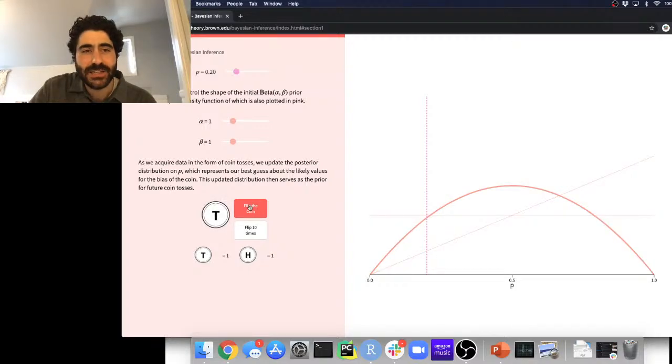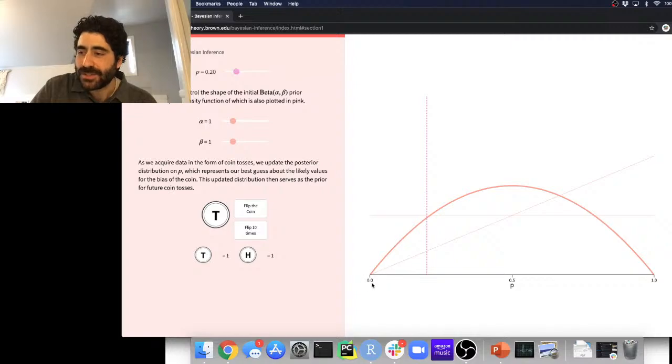Now that time we got a tails. And so what we did is we took our current belief, which was this straight line, and multiplied in the likelihood of tails, which was a line that was sloping in the opposite direction. Right, and so now that we've seen a heads and a tails, now our belief looks like this.